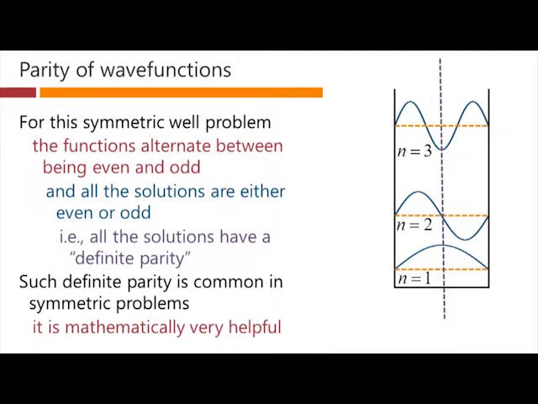and it is mathematically very helpful. For example, lots of integrals vanish exactly just because of the parity, and we don't even have to work them out. Of course, perhaps the most remarkable thing about these solutions to this problem is the emergence of what we think of as quantum behavior.